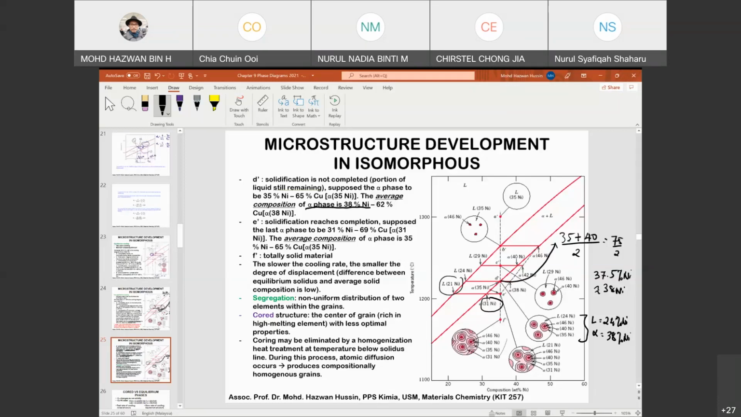As mentioned, you have to reheat it again. You heat it again and you put it through slow cooling. Then only will it form the equilibrium cooling isomorphous alloy. Right?